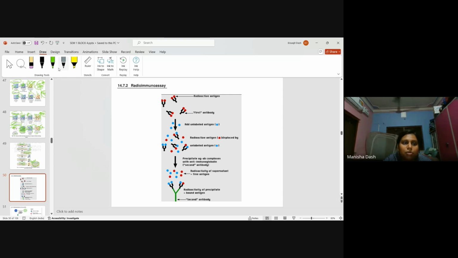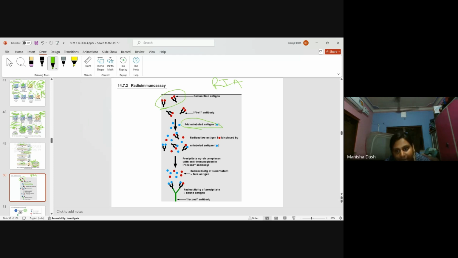Then comes the radioimmunoassay, or RIA, usually called as such. This is also somewhat similar to your sandwich ELISA and competitive ELISA. Here also you are using two types of antigens. One is the radioactive antigen, or radiolabeled antigen, that is already bound to your first antibody, and the other is the unlabeled antigens, or the sample antigens actually.